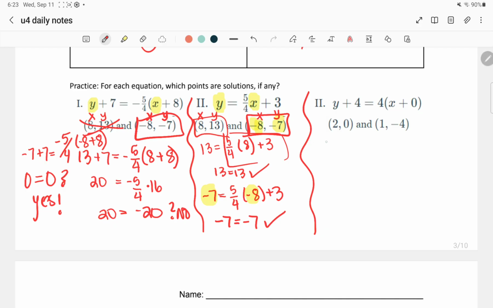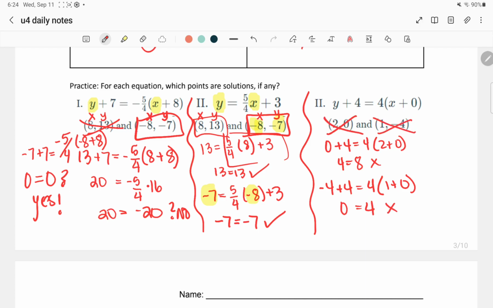Okay, when we plug them in, we get 0 plus 4 equals 4, 2 plus 0. And we get 4 equals 8, which is not true. And we get negative 4 plus 4 equals 4, 1 plus 0. We get 0 equals 4, which is also not true. So neither of these would work. Okay, flip your page.